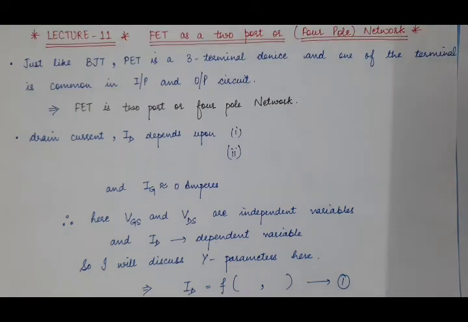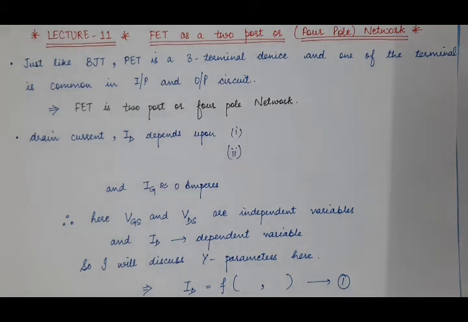So students, in this lecture 11 of electronics, we will discuss FET as a two-port network, and two-port also means four-pole network. So we have already discussed BJT as a two-port network, transistor as a two-port network, in our previous semester. In that video, I discussed what are one-port networks, what are two-port networks, and what are the different parameters that we calculate in case of two-port networks.